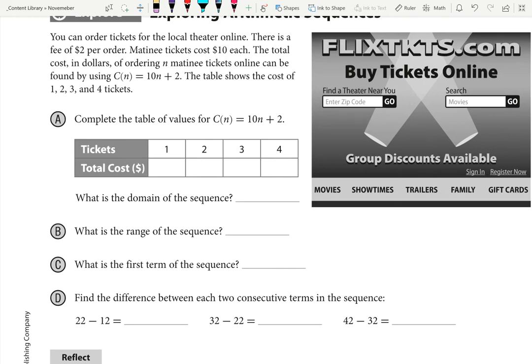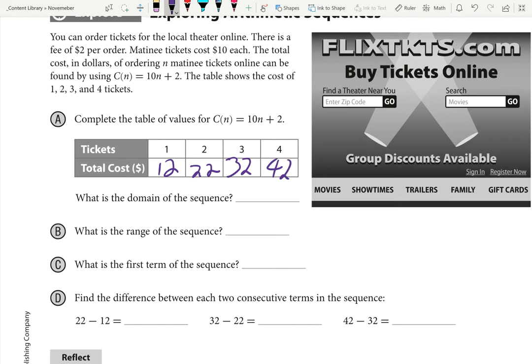So how much would it cost for 1, 2, 3, 4 tickets? Well, if you bought one ticket, it'd be $10 plus the $2 order fee, so one ticket would cost $12. If you wanted 2 tickets, it'd be 10 times 2, which would be $20, plus the $2 online fee, which would be $22. If you wanted 3 tickets, it'd be 10 times 3, which is $30, plus the $2 order fee, which is $32. And then, of course, lastly, it would be $42.